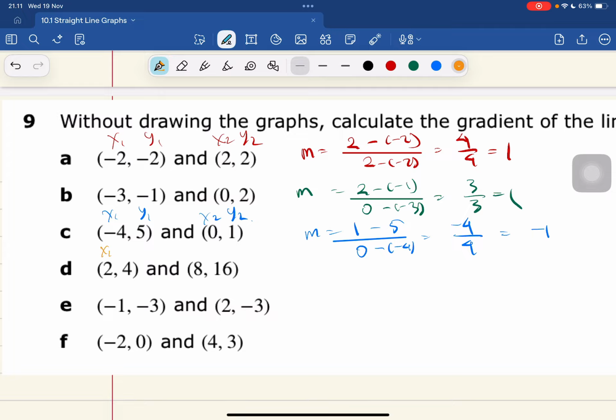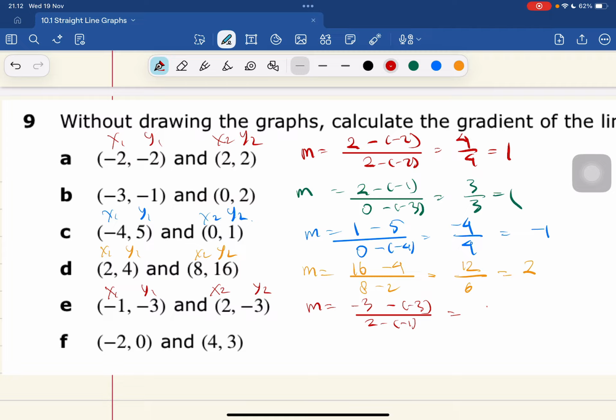Okay, next we decide x1, y1, x2, y2. So the gradient is 16 minus 4, we divide by 8 minus 2. So 16 minus 4 is 12, 8 minus 2 is 6, so 12 divided by 6. So the gradient equals 2. Next, here x1, y1, x2, y2. So the gradient is minus 3 minus minus 3, we divide by 2 minus minus 1. So 3 minus minus 3 is 0, and here is going to be 3. So the gradient is 0.